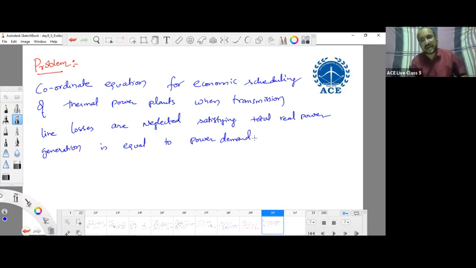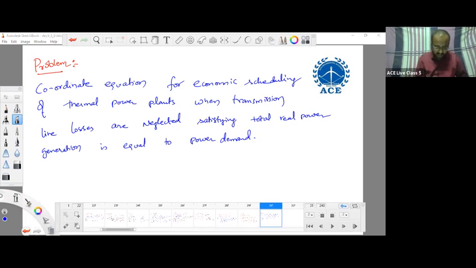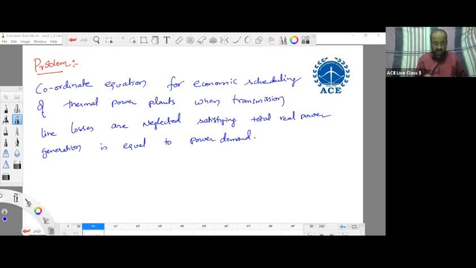So what is the coordinate equation? Now observe, this is very important, sir. Very important from the exam point of view also. Very important area where problems are asked. If you know this, understanding can be easily done.